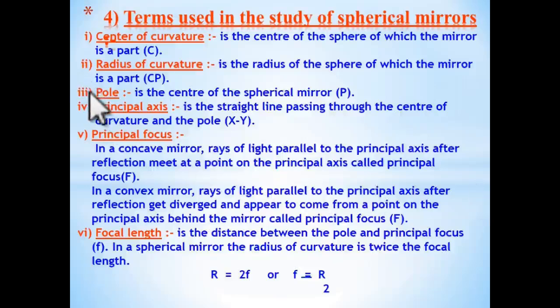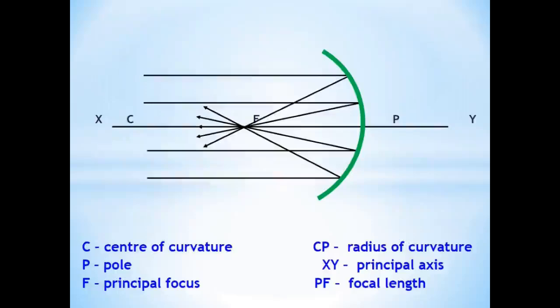The third one is the pole. So this point is called the pole. The center of the mirror is called the pole.